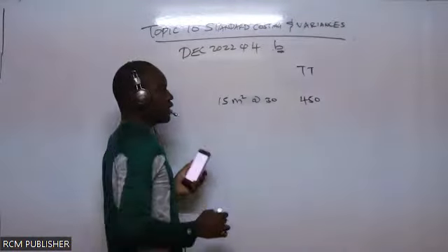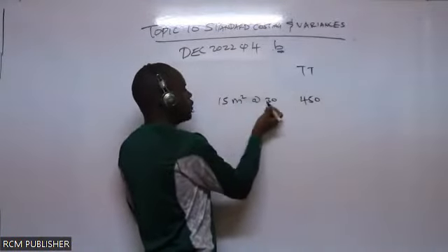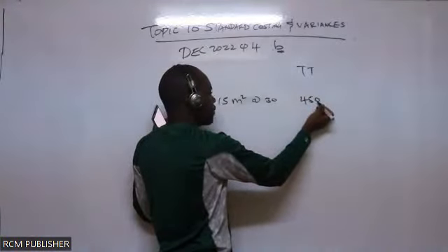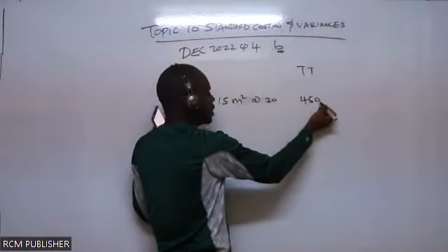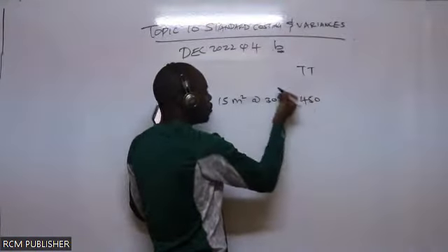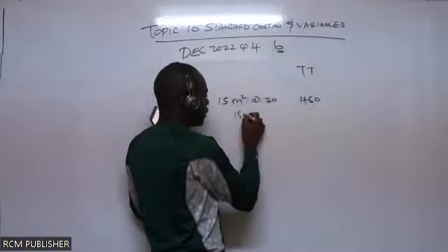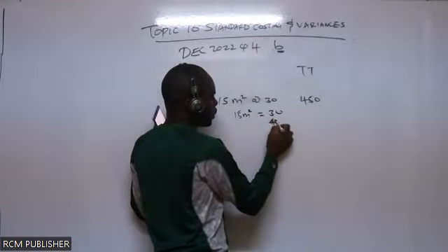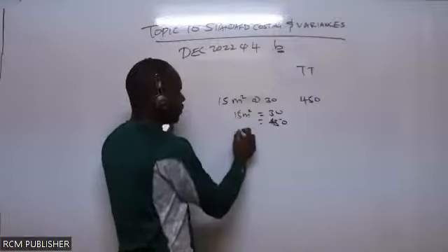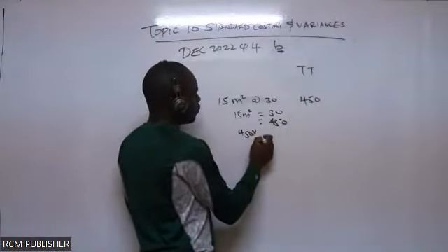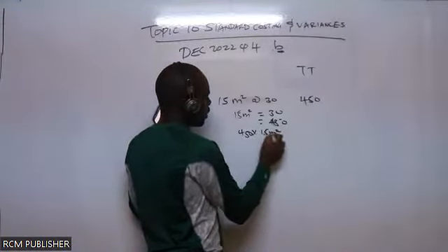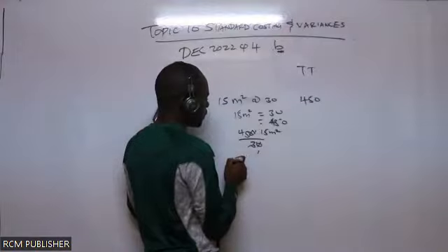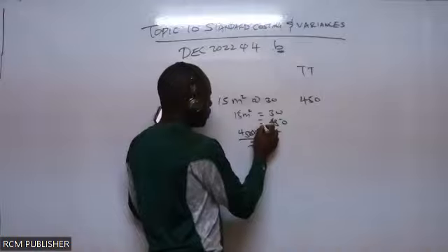How many units? For every 15 meters, you're going to spend 30 bob. We've spent 450. So if 15 meters is equal to 30, 450 shillings will give us how many? So that is 450 multiplied by 15 meters square, then we divide by 30. I have this, I'm going to have 5 here.